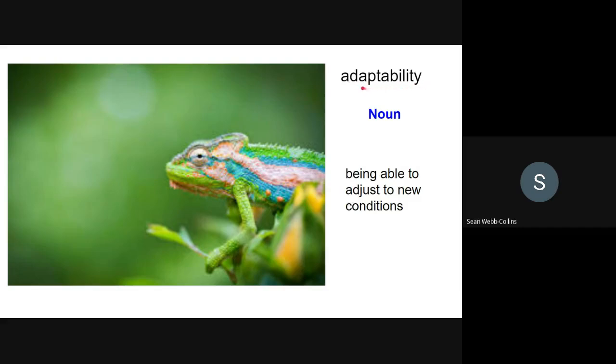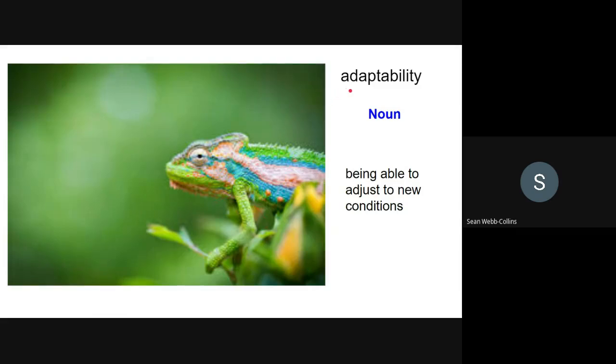Adaptability. Noun, being able to adjust to new conditions. For example, adaptability is an advantage for when an animal wants to avoid bigger, more dangerous animals.